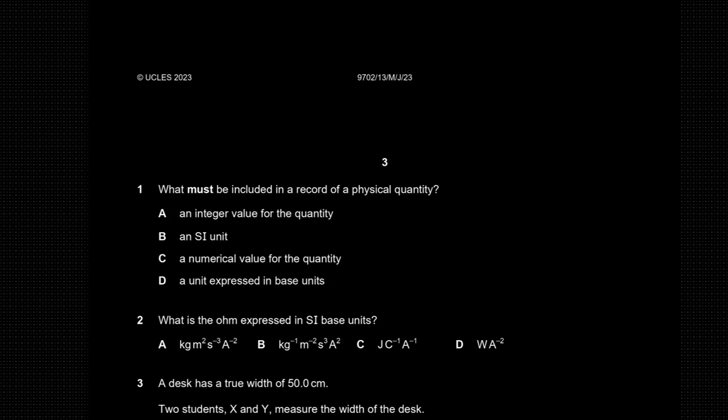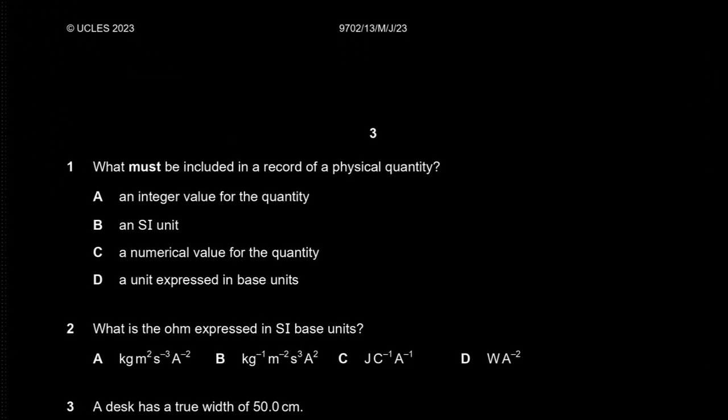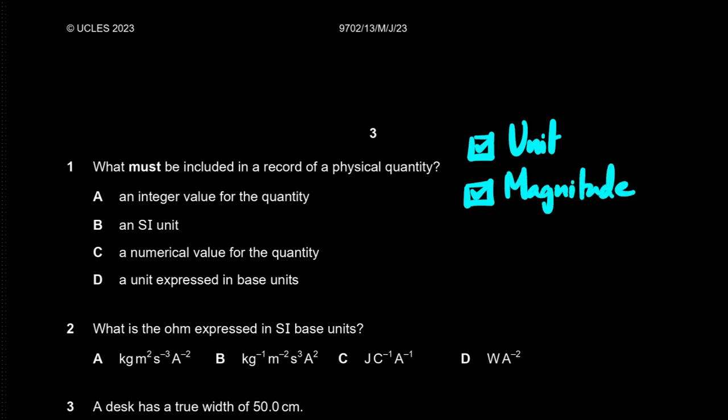So question number 1 of this paper says, what must be included in the record of a physical quantity? Any quantity must always have two things, one of those being the unit, the other one being some sort of magnitude. So an integer value for the quantity is not a requirement. Let's strike that out. In SI unit, a unit must be included, but it does not have to be SI. It could also be a non-SI unit.